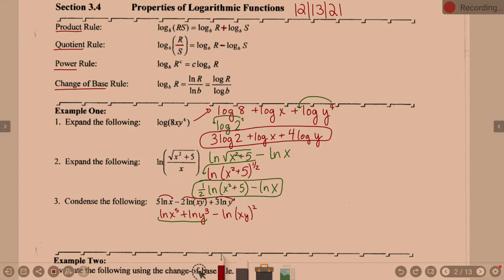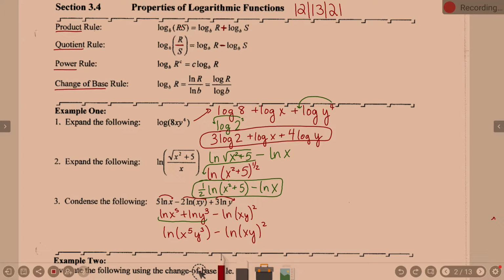Two logs being added can be rewritten as one log where your insides are being multiplied. So I just wrote that as natural log of x to the fifth y to the third minus natural log of xy quantity squared. I did put parentheses there because I want to indicate that it's all inside the log.